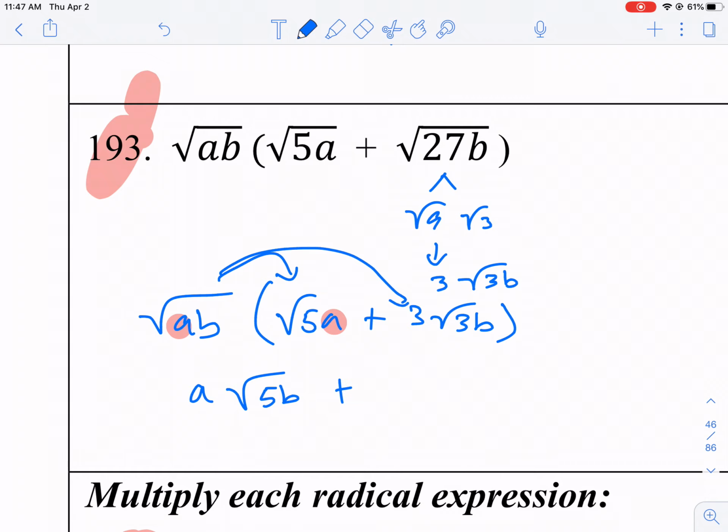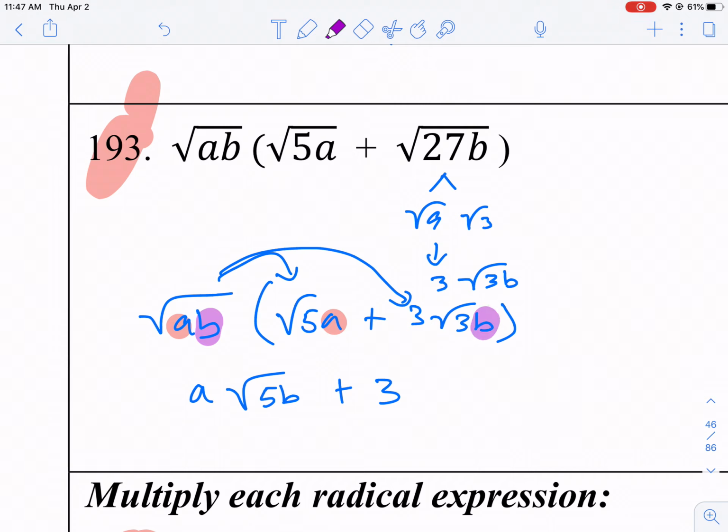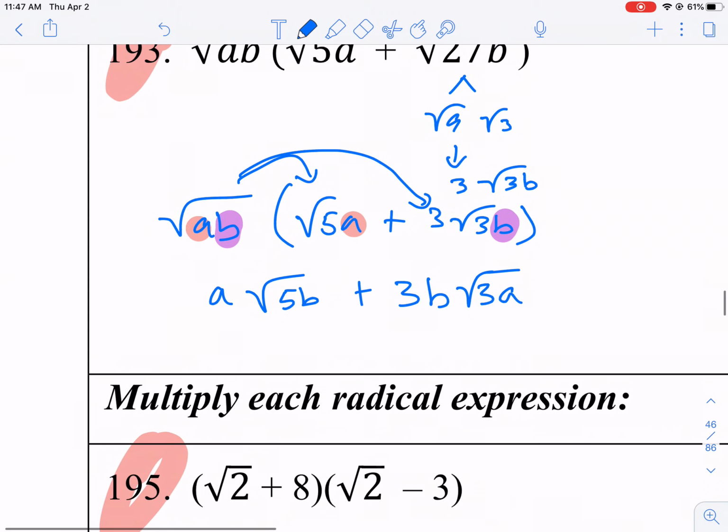Plus, I'm going to use that same idea here. There's a 3 on the outside. When I multiply the b's together, this b and this b, that's going to bring a b to the outside as well, square root of 3a. Lots going on here. And I actually cannot add these two together at this point. They're not like terms, so that's actually our answer.